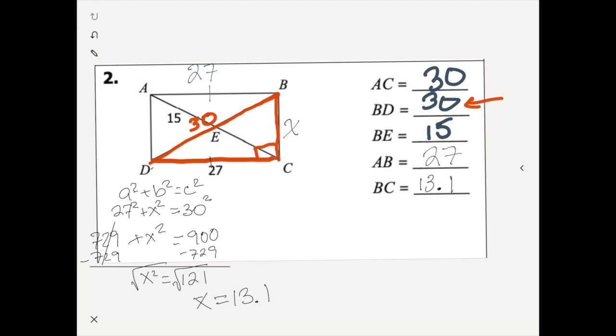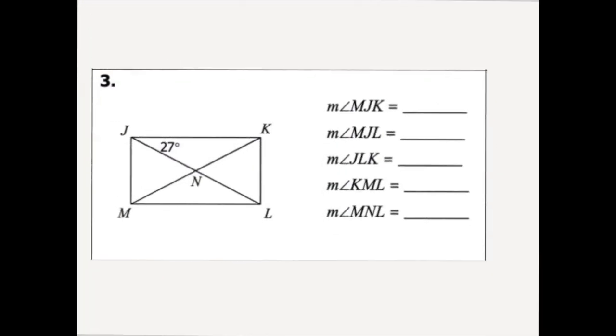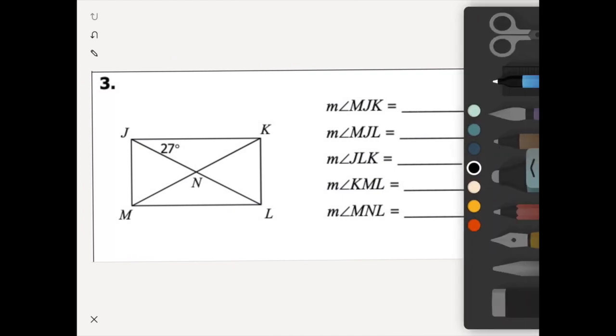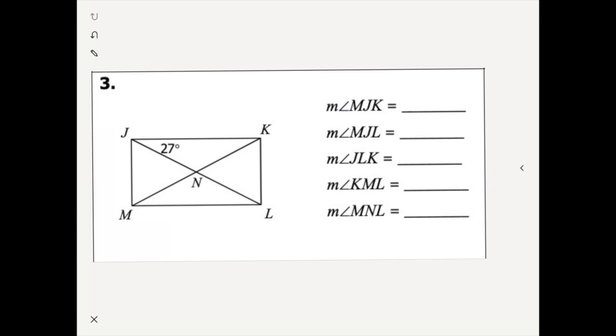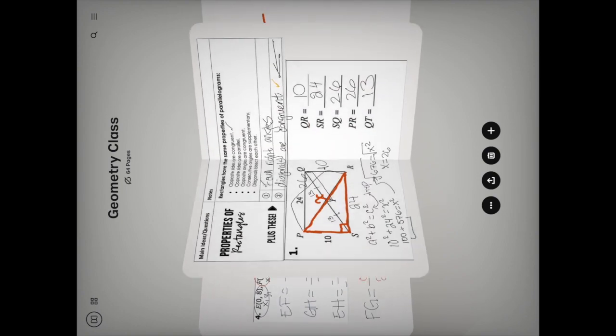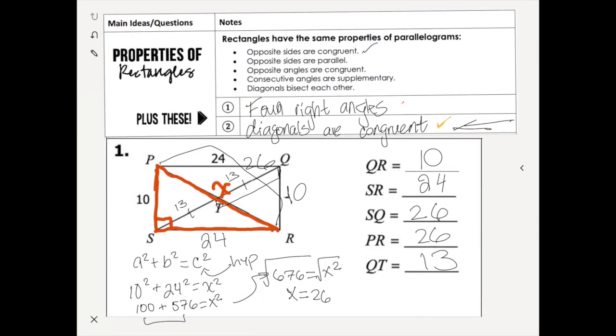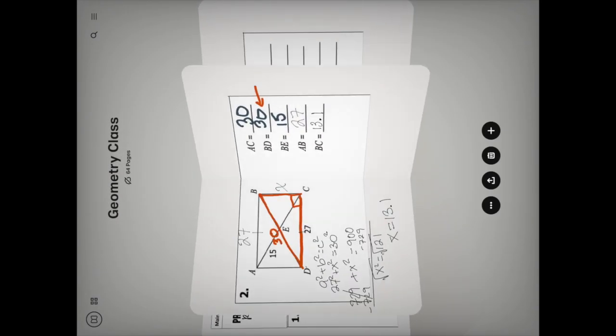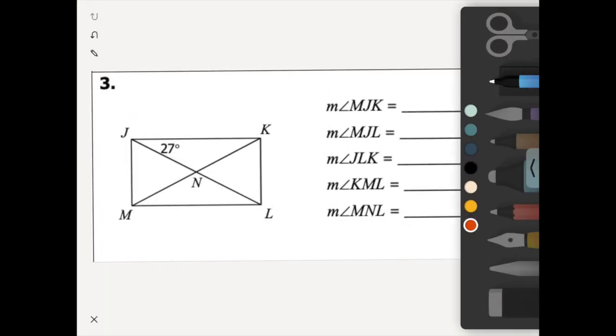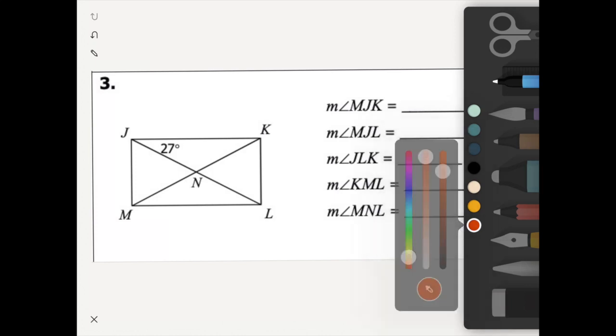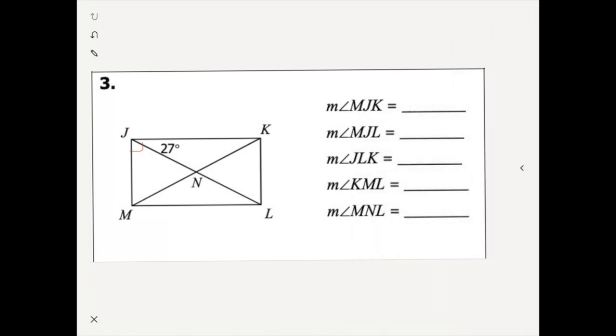Let's try another example, but this time with angles. We need to find the missing angles in this rectangle. Keep in mind that one of the properties of a rectangle is that there are 4 right angles. So I'm just going to draw in my 4 right angles. There's a right angle right here, right here, right here, and right here.